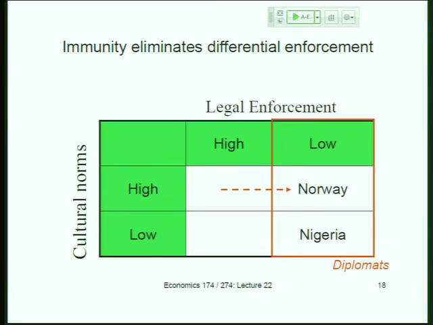Yeah, potentially, that's right. So there's a lot of things that may differ between Nigeria and Norway. The level of education could matter, a range of other things. I would say in the case of these specific diplomats, it turns out diplomats from around the world all tend to be quite well educated.